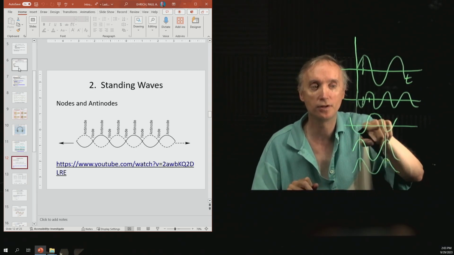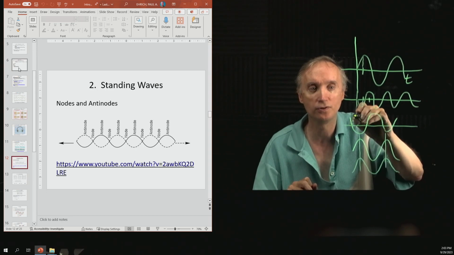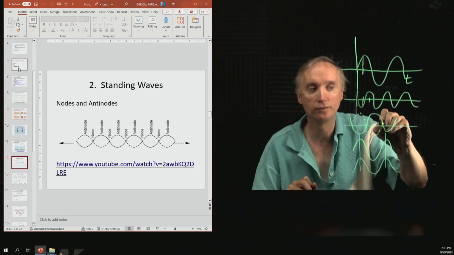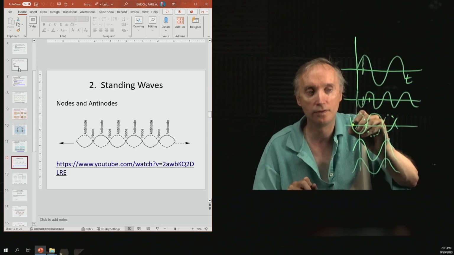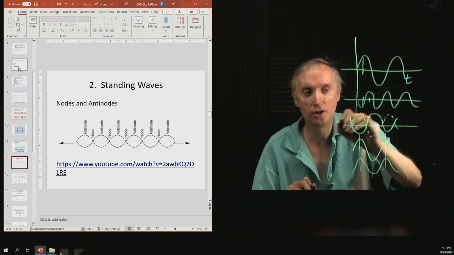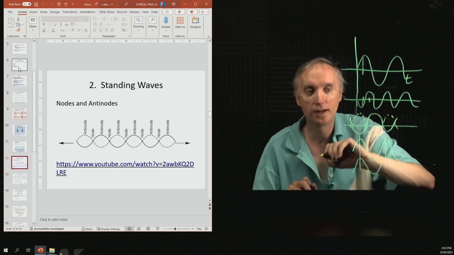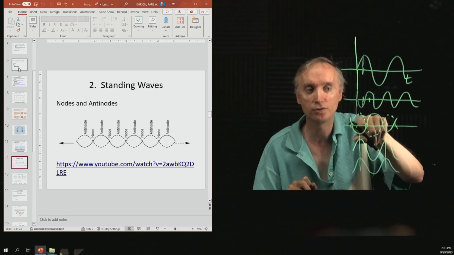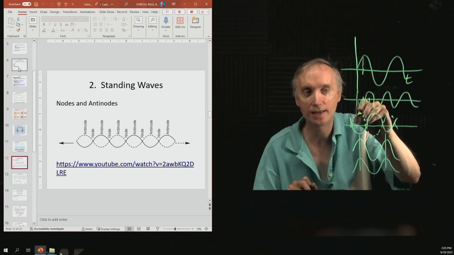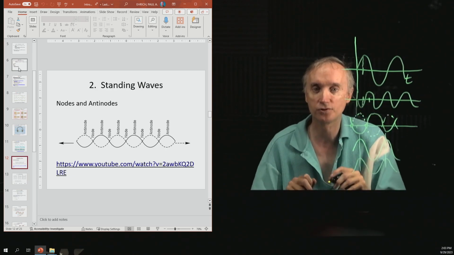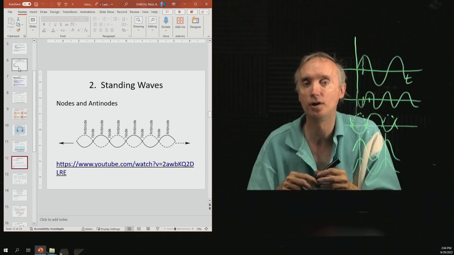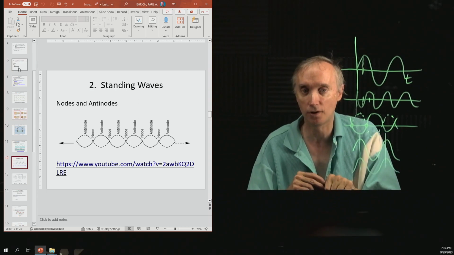So in this picture here, if I turn this into a standing wave like that, then this right there is a node, and this right here is a node, and halfway in between the two nodes is going to be the antinode. So just know the definition of what a node and an antinode are.